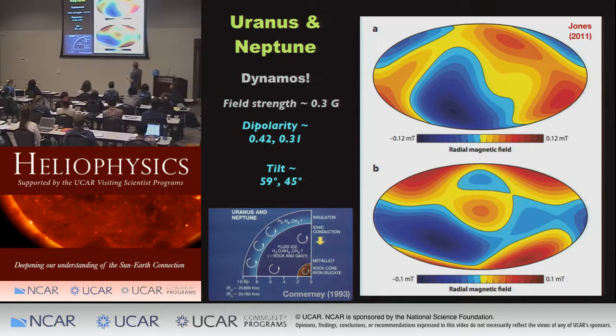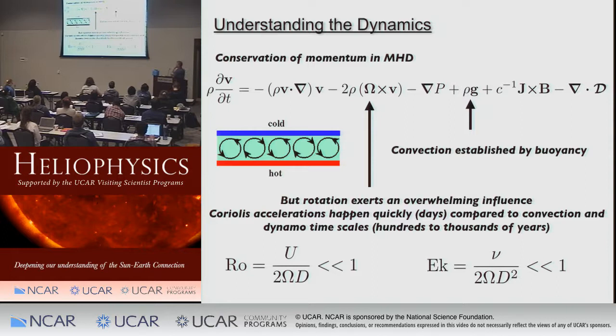Neptune is still contracting. Uranus, we don't think is. So they have very low heat fluxes. So it's surprising that they have high enough magnetic Reynolds numbers to actually run a dynamo, but they do. All right, so understanding the dynamics, we have to go to the momentum equation.